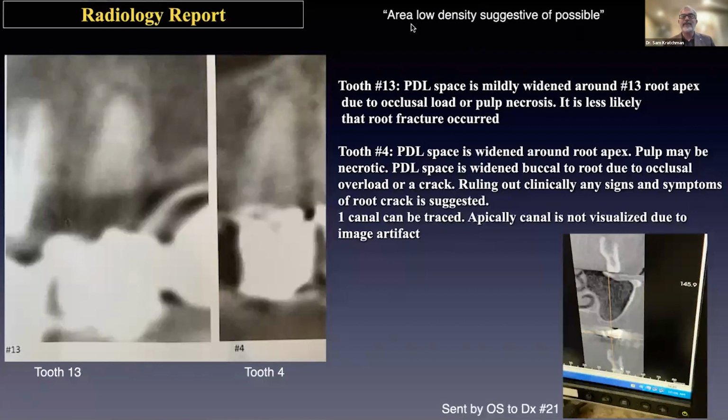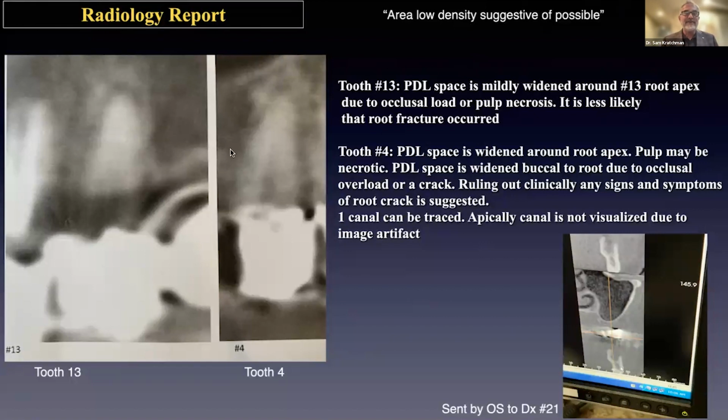And I love it because they always say area of low density, which is radiolucency, right? Area of low density usually means that there's a lesion, the tooth is necrotic and needs endodontics, suggestive of possible root. So they use words like they're afraid to say, hey, there's a shadow around the root, do the root canal, all right? I get it, things like this, areas suggestive of possible this.